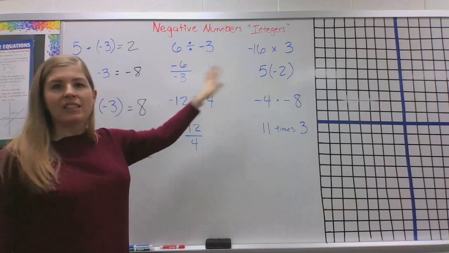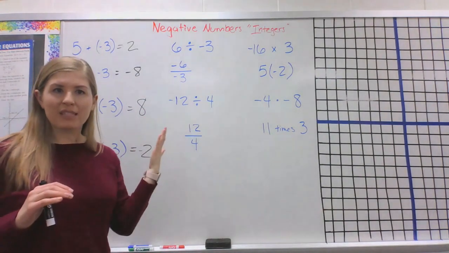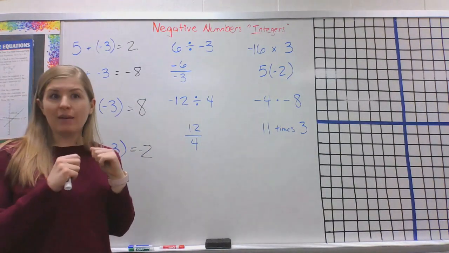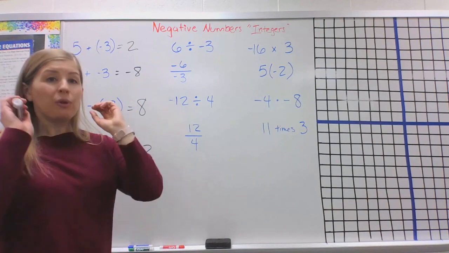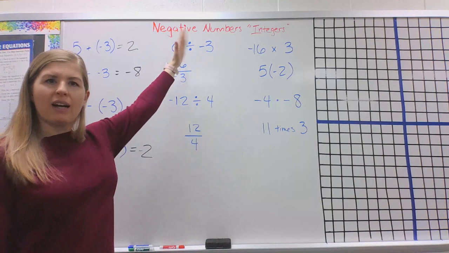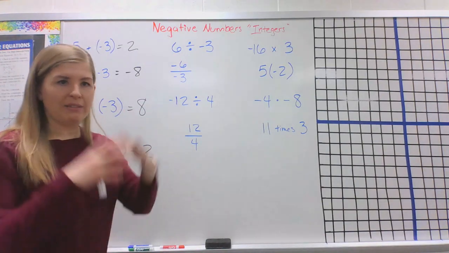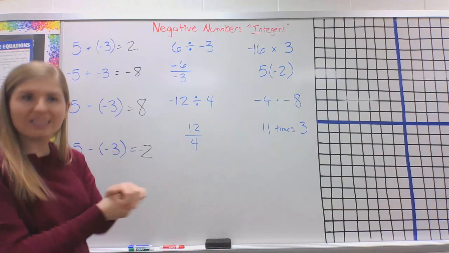Here we're going to focus on dividing and multiplying. So our rule with division and multiplication when it comes to negative numbers is if the numbers have the same sign, so if we're negative, negative, or positive, positive, we're going to get a positive answer. But if it's different signs, a positive and negative or a negative and a positive, our answer is going to be negative. They aren't the same sign, it's negative. They are the same sign, that's positive.